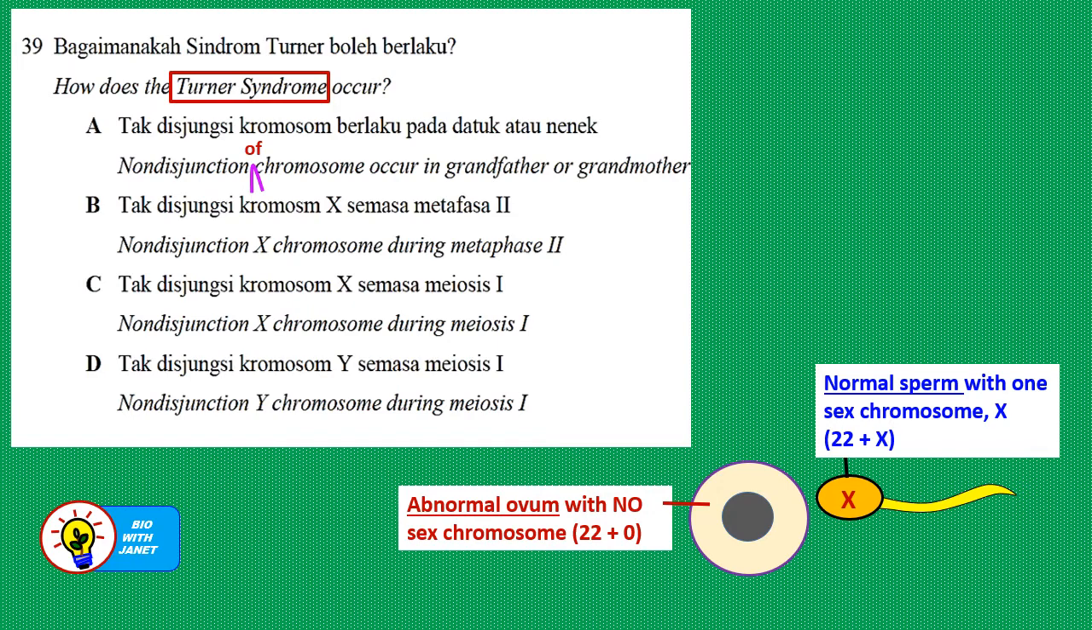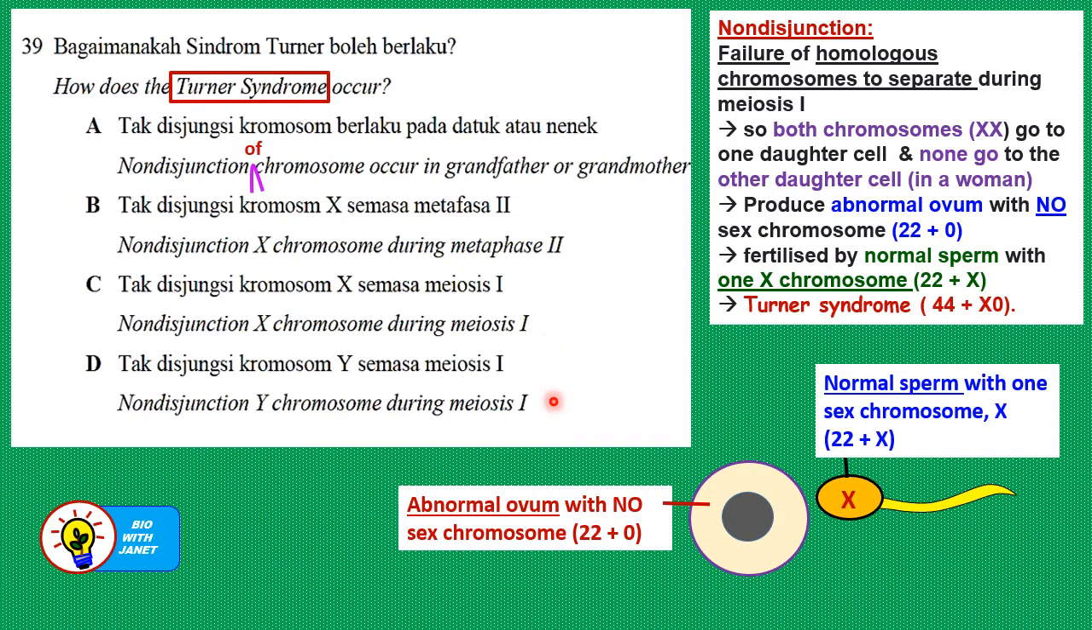Number 39, how does Turner syndrome occur? A, non-disjunction of chromosomes occur in grandfather or grandmother. B, non-disjunction of X chromosome during metaphase 2. C, non-disjunction of X chromosome during meiosis 1. Or D, non-disjunction of Y chromosome during meiosis 1. Right? So first, we must know the meaning of the word non-disjunction. So non-disjunction means the failure of homologous chromosomes to separate during meiosis 1, or the failure of sister chromatids to separate during meiosis 2. Right?